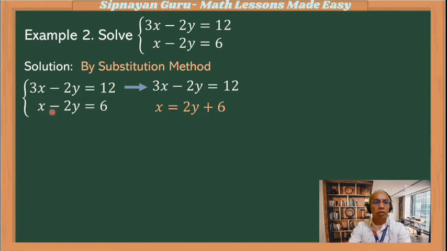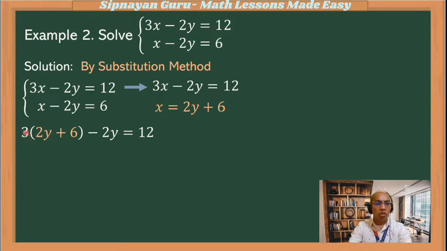And in equation number 2, we will solve this one in terms of x. So, x is equal to, transpose -2y to the right side, so that would be +2y plus 6. By the substitution property, we will substitute this expression 2y plus 6 for the variable x in the first equation. So, 3 times 2y plus 6 minus 2y, and we just copy 12.